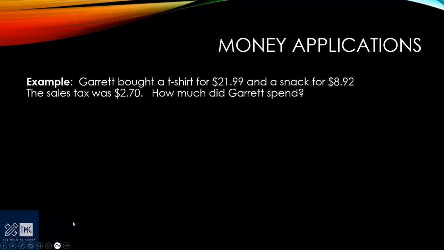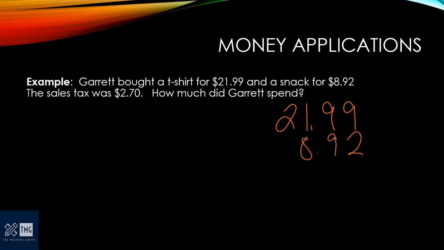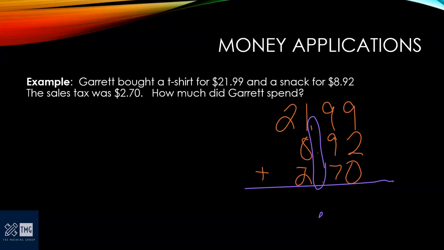Garrett bought a t-shirt for $21.99 and a snack for $8.92. The sales tax was $2.70. How much did Garrett spend? Well, think through the problem. They're asking for the total amount he spent. He spent $21.99 on a t-shirt, the snack was $8.92, and then you have to pay sales tax of $2.70. If we add all of those together, remember when you're adding decimals, we want to line up the decimal point, and it comes straight down when I add.